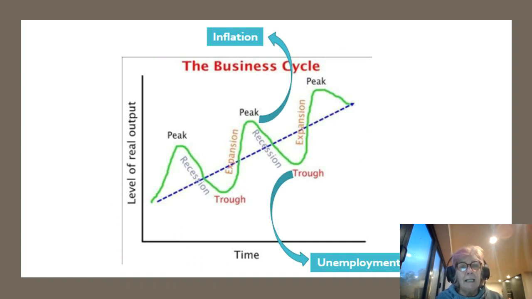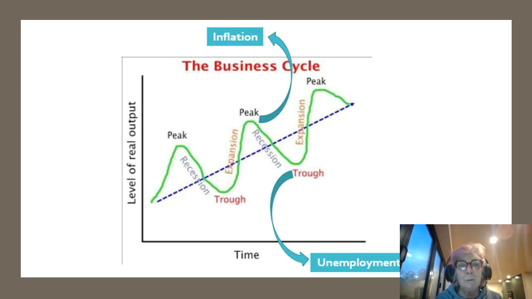So let's have a look at that again in terms of this diagram that we've seen before, the business cycle or the economic cycle. We see the dotted blue line, which is the trend line for economic growth, whereas the green line that goes up and down is actual GDP. And we've learned that most economies tend to grow in this cyclical way, as the green line shows, and they move between peaks and troughs, between periods of recession and expansion.